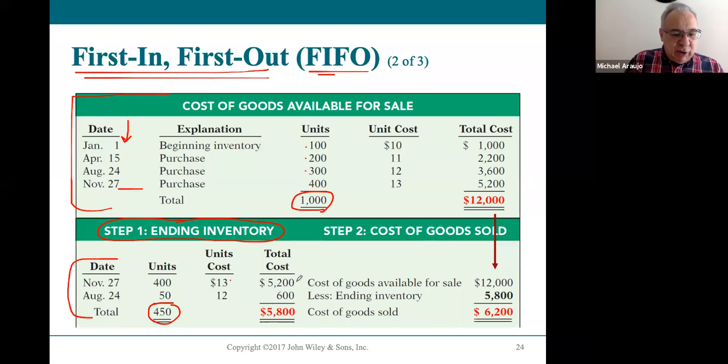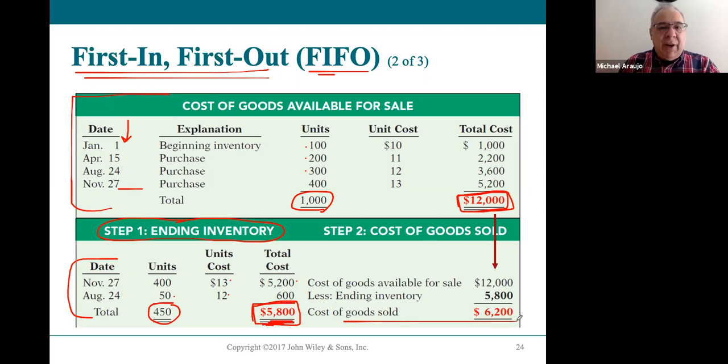So that means that $5,200 of that inventory is still with you. And 50 that are left over here at $12 is $600. So you have literally $5,800 worth of astro condensers still in the store, which means if you started with $12,000 of astro condensers and you still have $5,800 of them with you, you sold the rest. And thus, that's how they calculate the difference between the total cost and what you still have in ending inventory. The difference will give you your cost of goods sold.